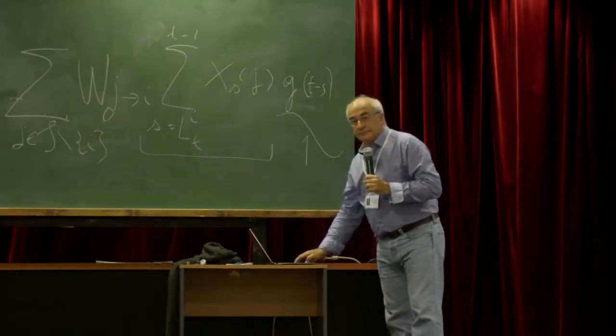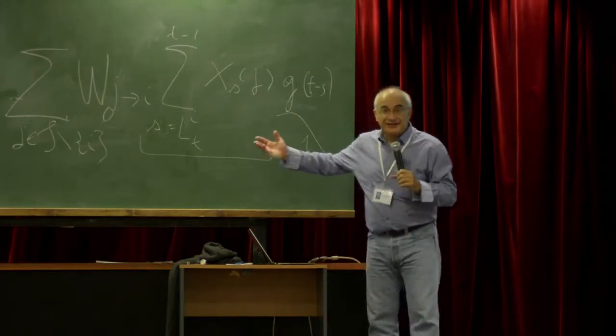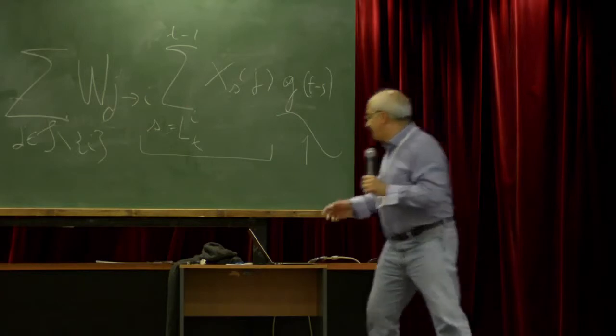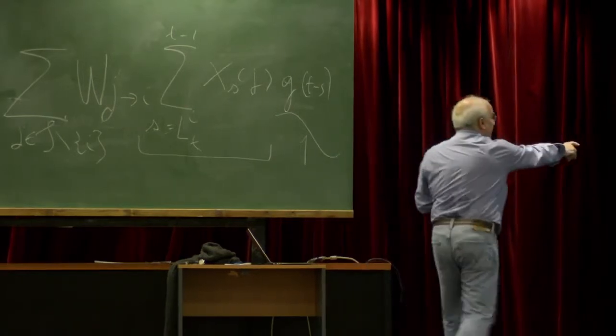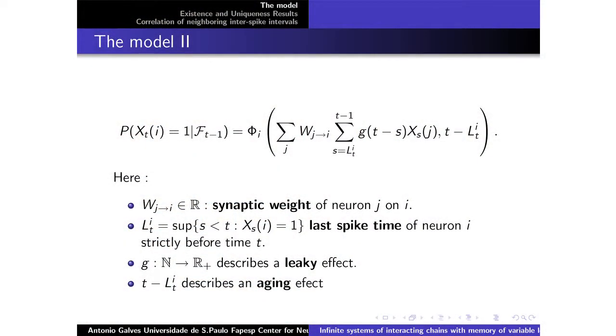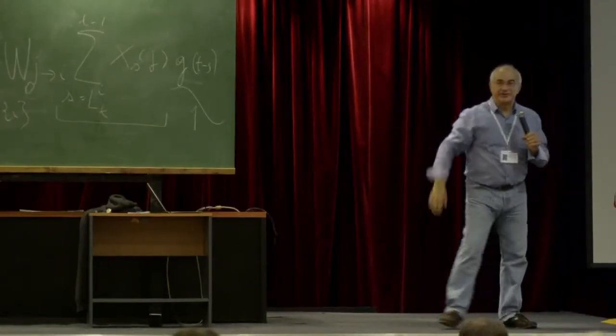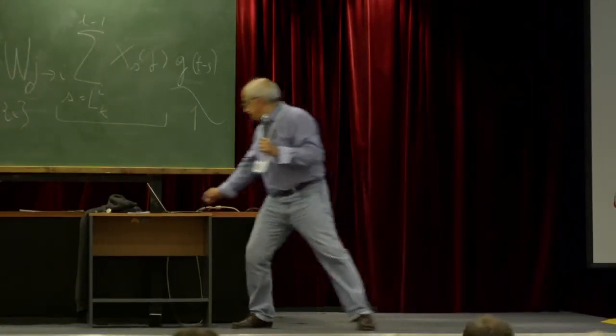You see, L_i(t) is the supremum of s smaller than t such that the neuron i had a spike. It's the last spike in time of i. So that was your question. I'm sorry, I was thinking something else. Thank you.